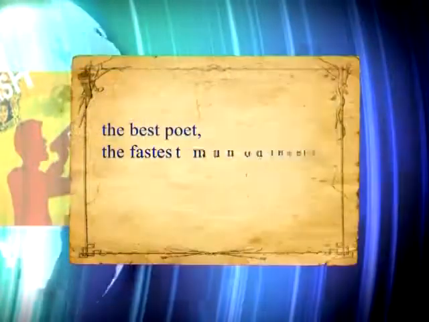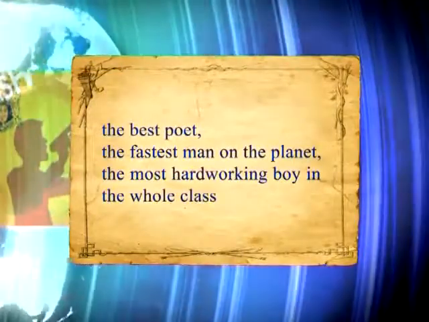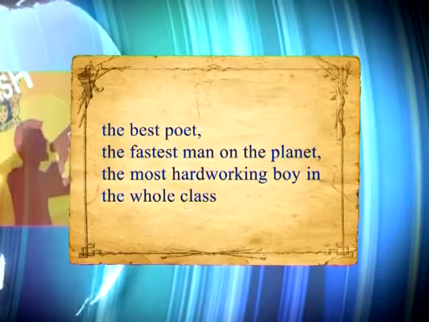A word which has got only one part, one syllable technically speaking, takes er or est. I hope that is clear to you. Keep on noting it for yourself. So the is also used, as I said, before superlatives. For example, the best poet, the fastest man on the planet. Who is he? The fastest man on the planet.